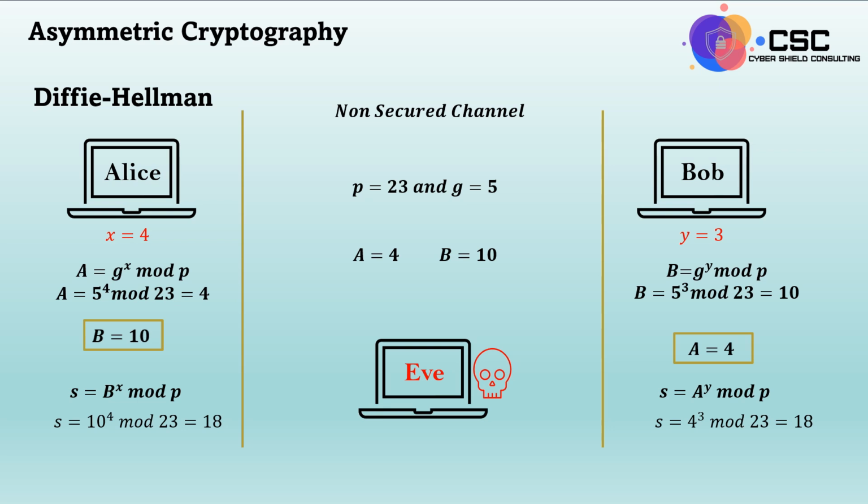However, if an attacker is performing a man-in-the-middle attack, they might intercept and modify the key exchange process. This is why Diffie-Hellman alone does not provide authentication. It must be paired with additional security measures like digital signatures or certificates. This is how Alice and Bob successfully established a shared secret key over an insecure channel using Diffie-Hellman. This key can now be used for symmetric encryption to secure their communication like we said earlier.